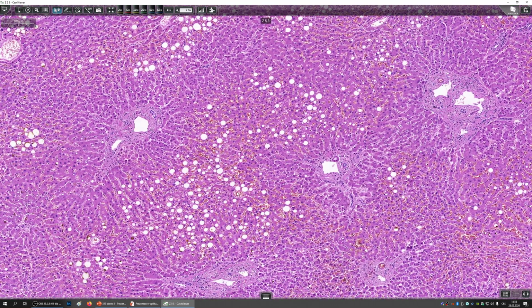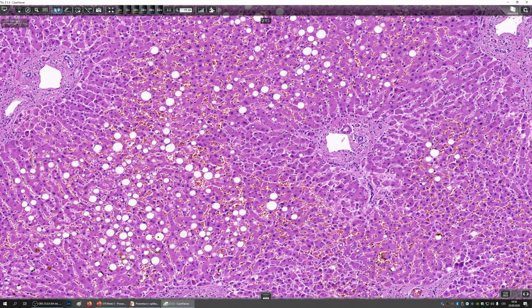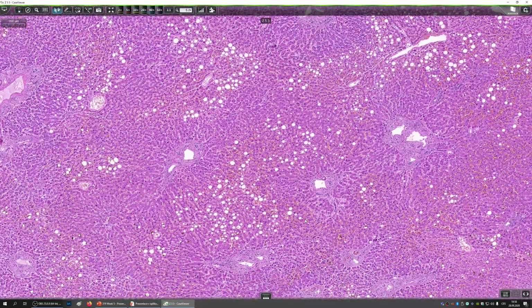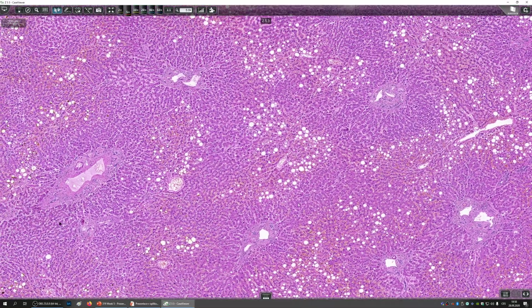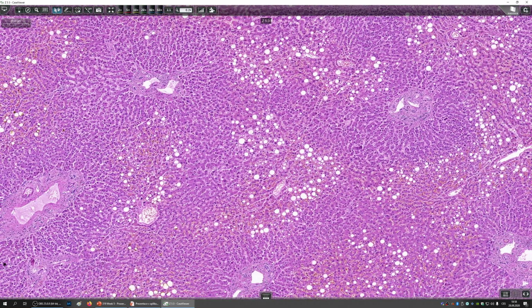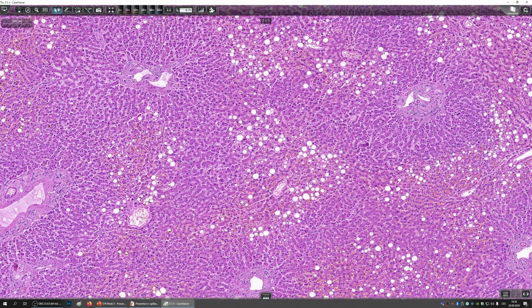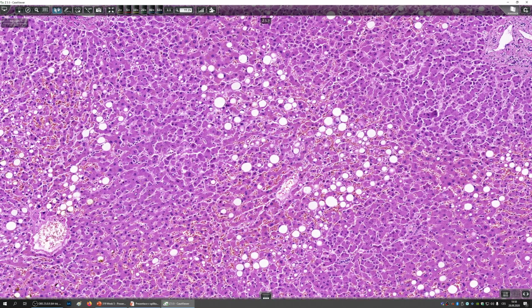If I zoom in a bit closer, here you see the portal tract, and here you see a lot of blood within the dilated sinusoids. Here you see a central vein, and it's centered around the central vein, which is appropriate. And you see also one more thing which you should recall from the previous lecture. Here you see steatosis, mostly of the macrovesicular type.